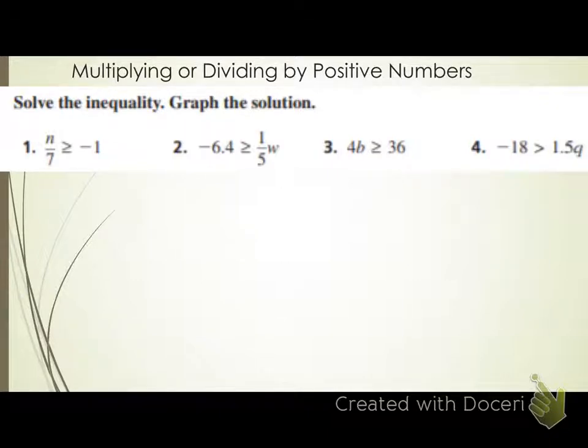N over 7 is greater than or equal to negative 1. What do I need to do to both sides here? Multiply by 7 on both sides. That'll cancel out on my left-hand side. Negative 1 times 7, negative 7.